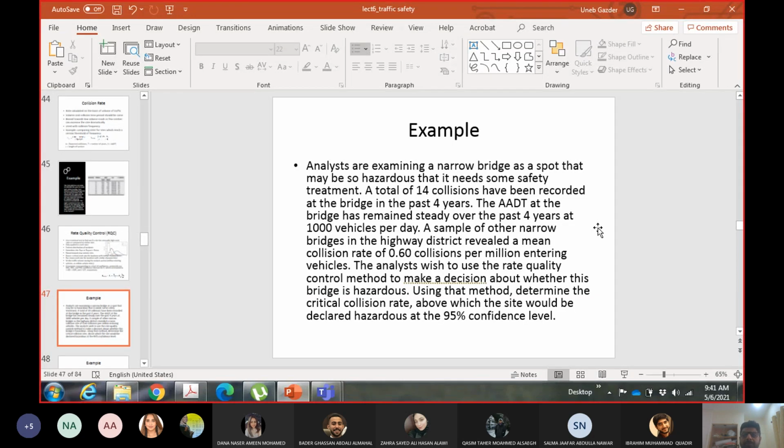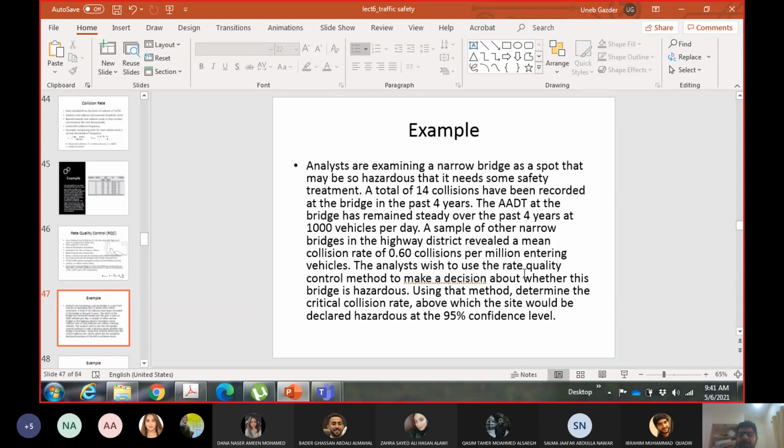A total of 14 collisions have been recorded in the last 4 years. ADT for the same 4 years is 1,000 vehicles per day. They have collected data for other narrow bridges, and they found the mean crash rate to be 0.6 collisions per million entering vehicles. So the average crash rate is given as RA.